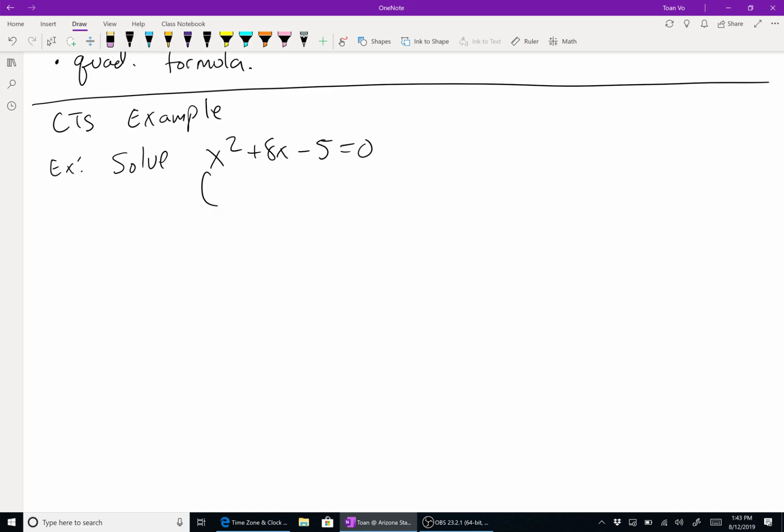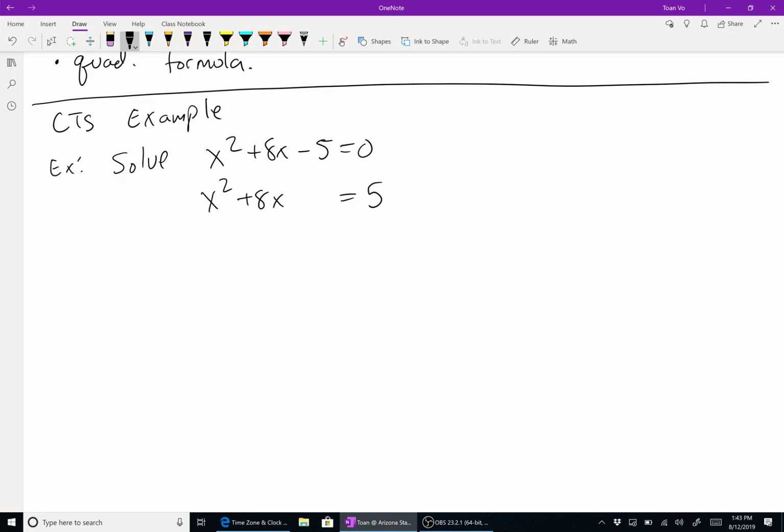Who would have thought? So leading coefficient is 1. Middle term is even, so completing the square might be easiest here. The reason why this guy wasn't factorable is because of this negative 5 here. This negative 5 will not work with this problem. He's useless to us. And what do we do with useless things? Get rid of it. Math is a cruel world. We get rid of useless things. So I added 5 to both sides.